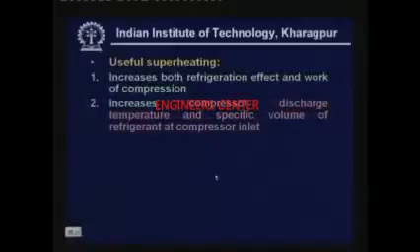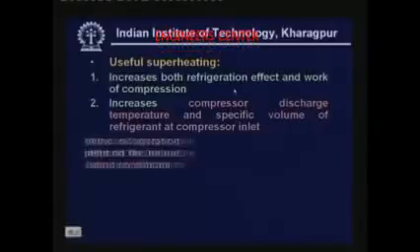It also increases, you might have noticed, that by pushing the suction condition into the superheated zone, the compressor discharge temperature also increases. And since temperature is increasing at the inlet to the compressor at a fixed pressure, the specific volume of refrigerant also increases. That means in addition to refrigeration effect and work of compression, superheat also affects the compressor discharge temperature as well as the specific volume of the refrigerant at compressor inlet. Okay, these are the effects.